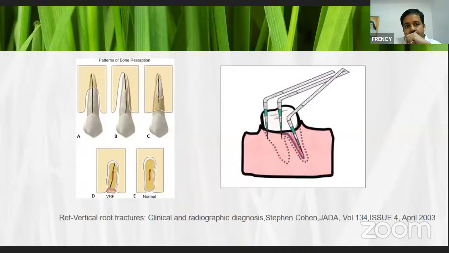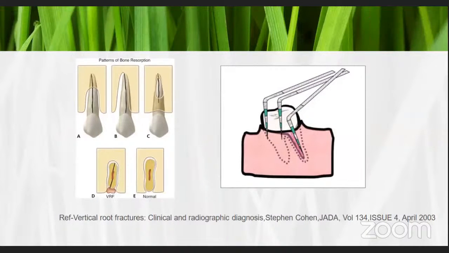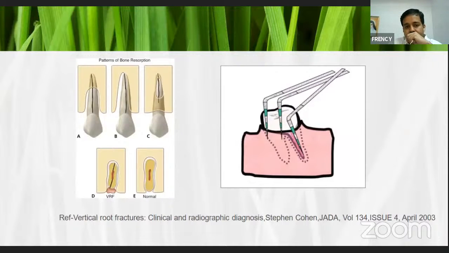These are some of the bone resorption patterns. Sometimes it may be an isolated bone loss directly opposite to the fracture line, or sometimes a deep narrow pocket. This is the typical picture that shows the deep narrow pocket. When you are walking the probe around the tooth, you will get a sudden dip directly opposite to the fracture line. So vertical root fracture sometimes may mimic a palatogingival groove defect in the case of maxillary lateral incisors.